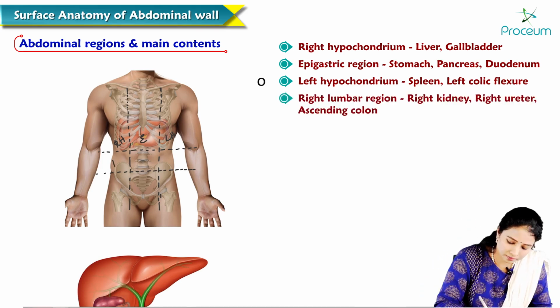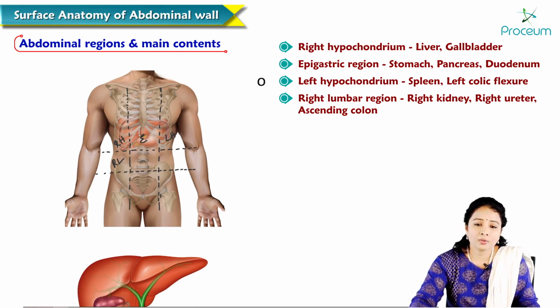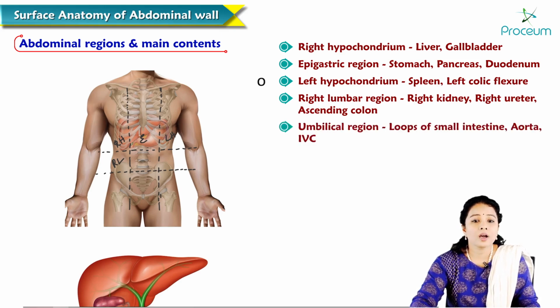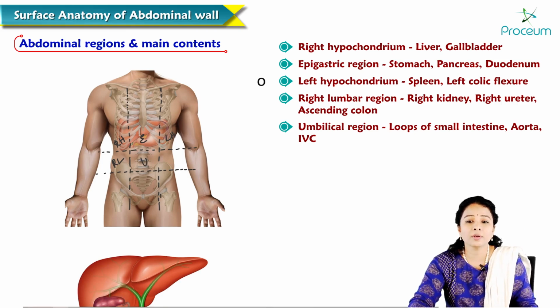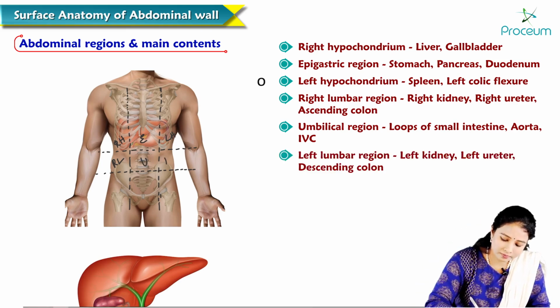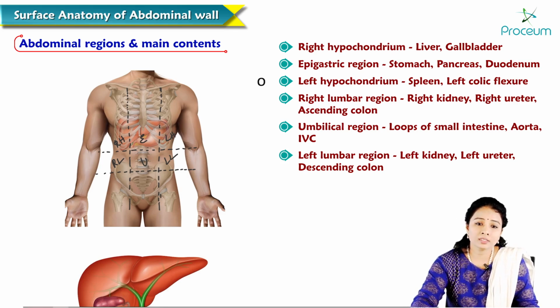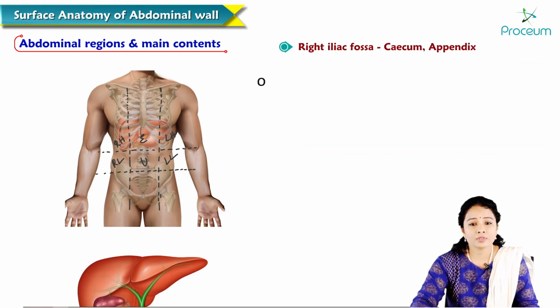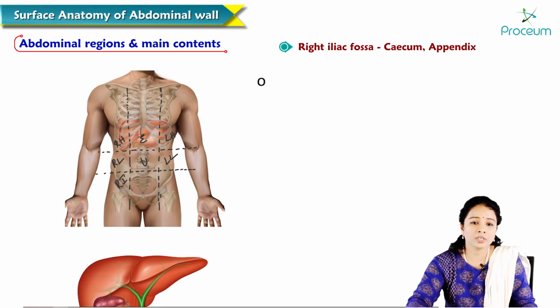Right lumbar region. Right lumbar region is related to the right kidney, right ureter and ascending colon. Umbilical region. In the middle where the umbilicus is located is the umbilical region, where the loops of small intestine, aorta and inferior vena cava are related. Left lumbar region is related to the left kidney, left ureter and descending colon. Right iliac fossa is related to the cecum and appendix on the right side.